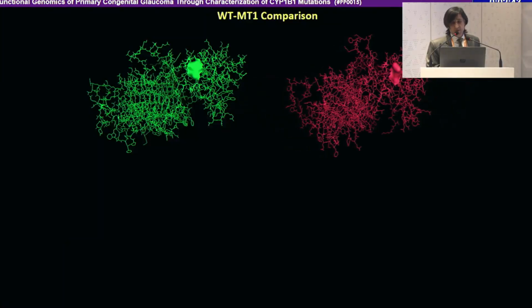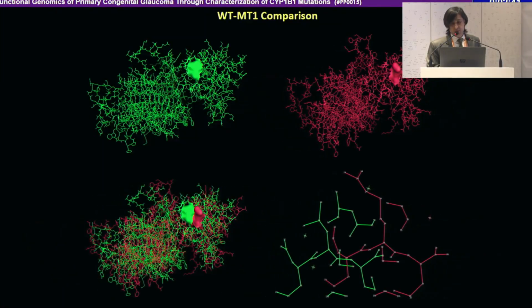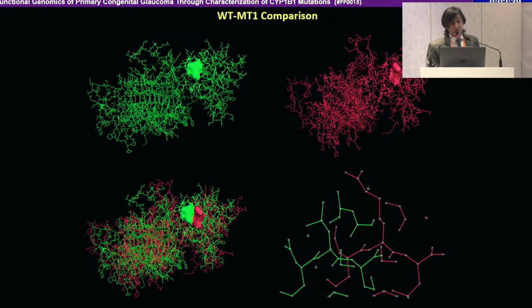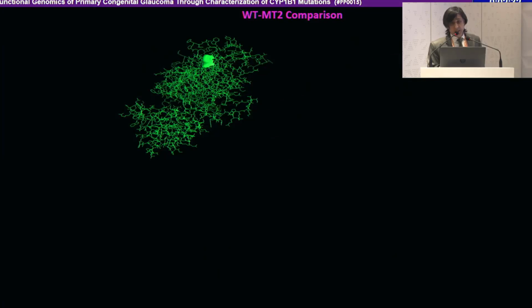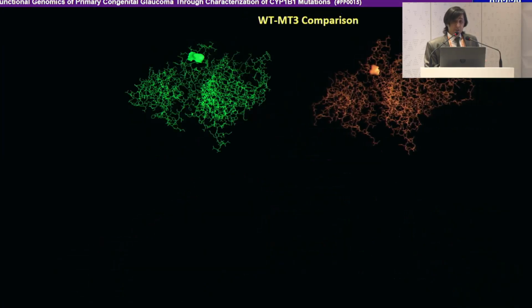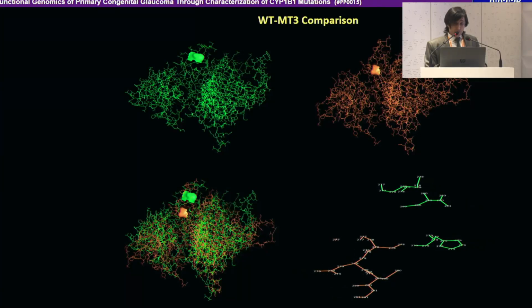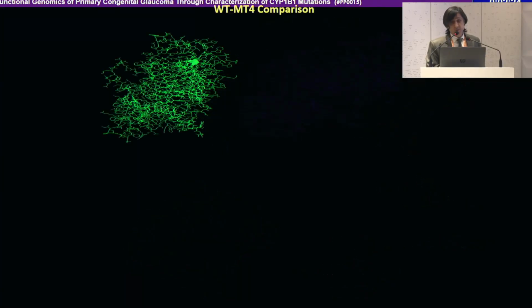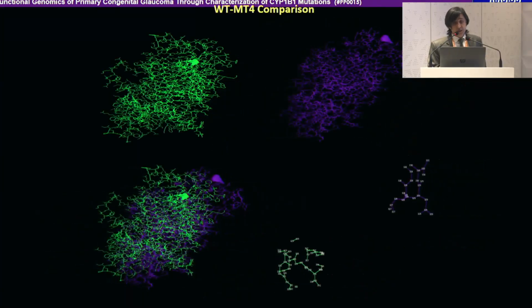To give you a rough idea of how the mutations compare, the green one is the wild type, and this is mutant 1, and the surface area that you see is the mutation point. For MT2, you see there's a drift. For MT3, you see even more change in the mutation area and the structure of the protein, and for MT4 also there is a lot of change.